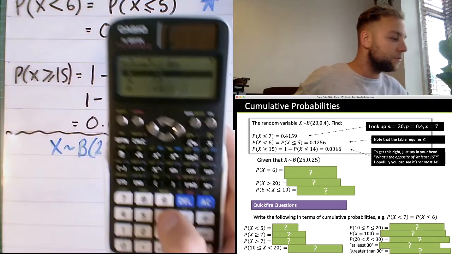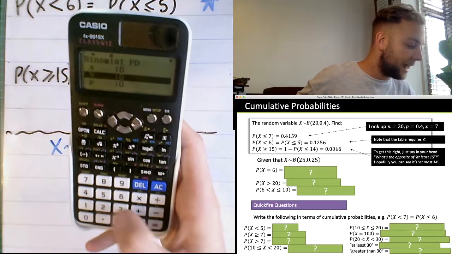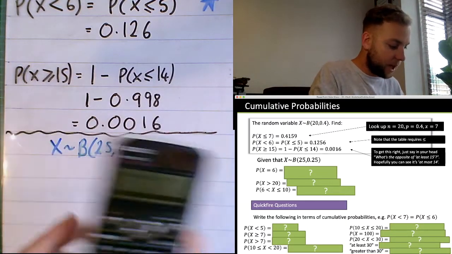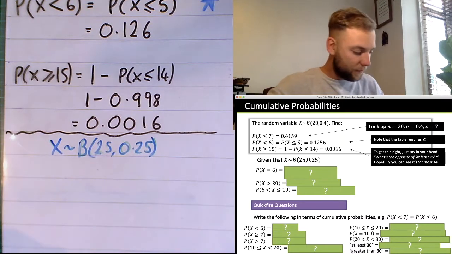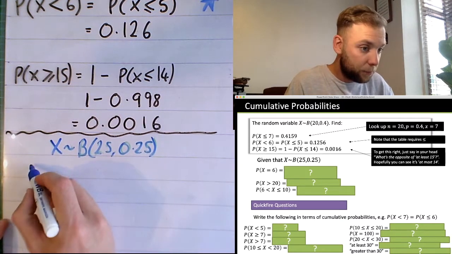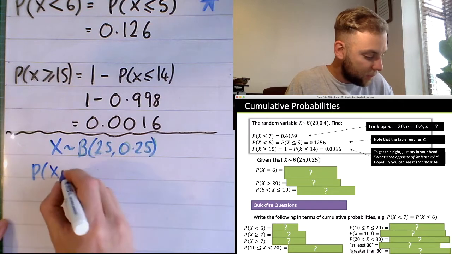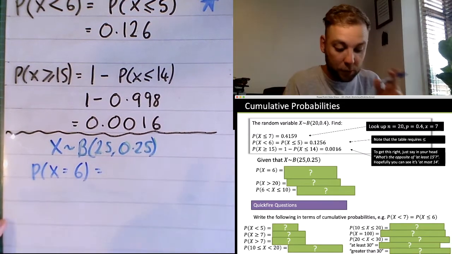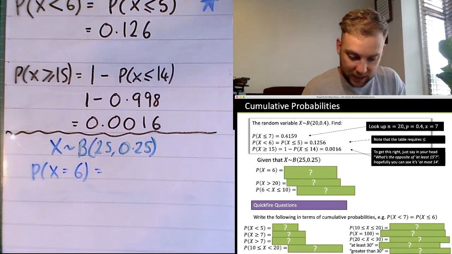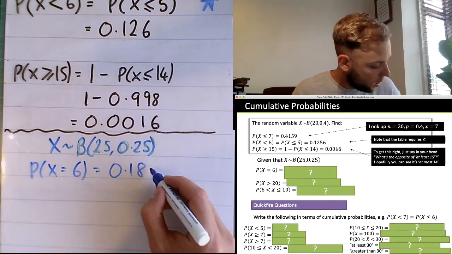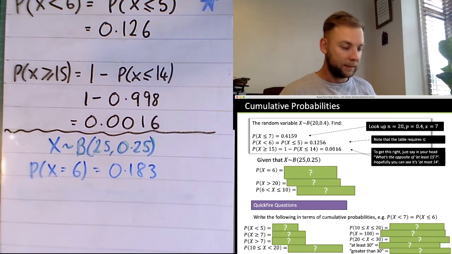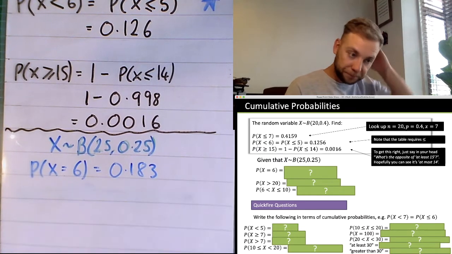So x would be equal to 6, n would be equal to, in this case, 25, and my probability is 0.25. So with this one here, my probability that my random variable is exactly equal to 6, remember using PD not CD, is equal to 0.183. Brilliant.